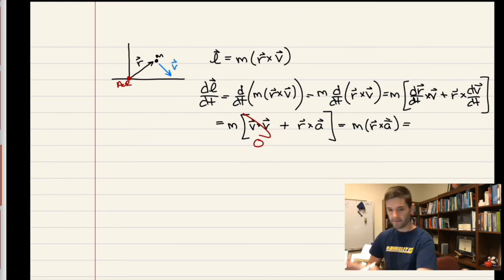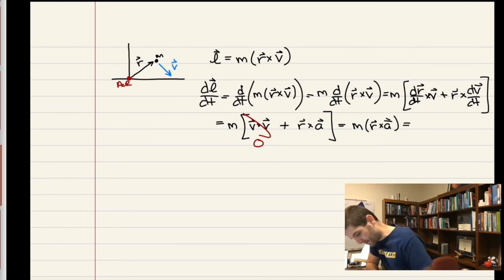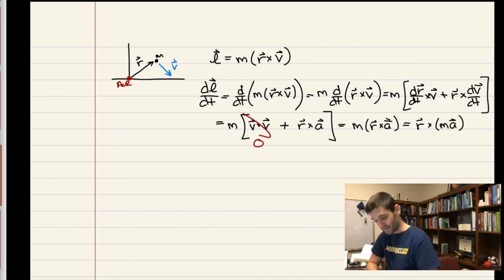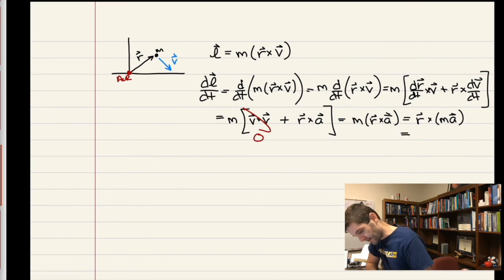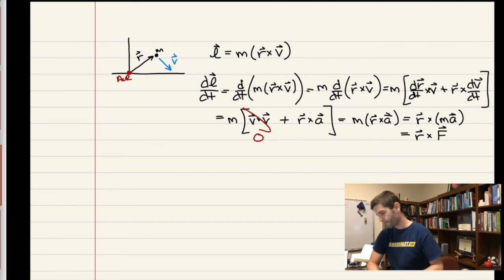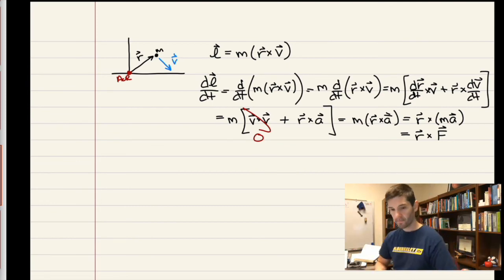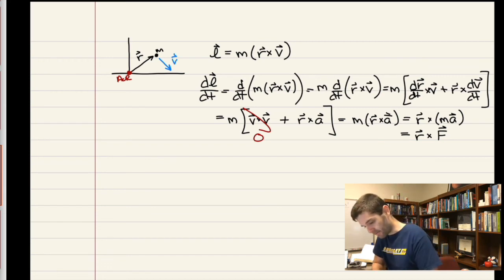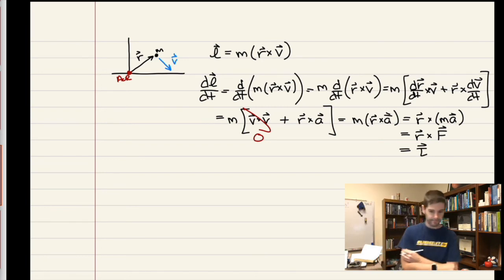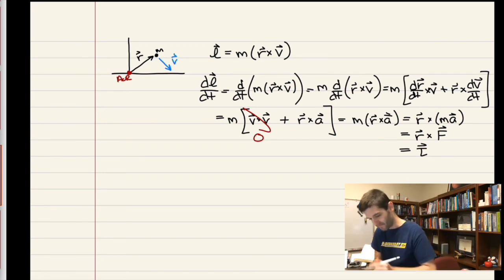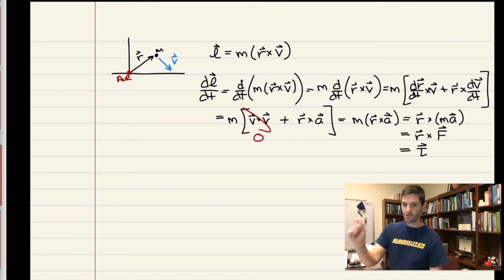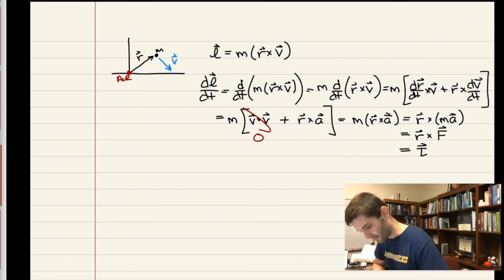But just like how I factored the m out, I can put it back in. This is r cross m times a, mass times acceleration. Or look at that, r cross a force. R cross F, that's just a torque. Forgot the last fundamental step. Torques change angular momentum. That's the takeaway here.